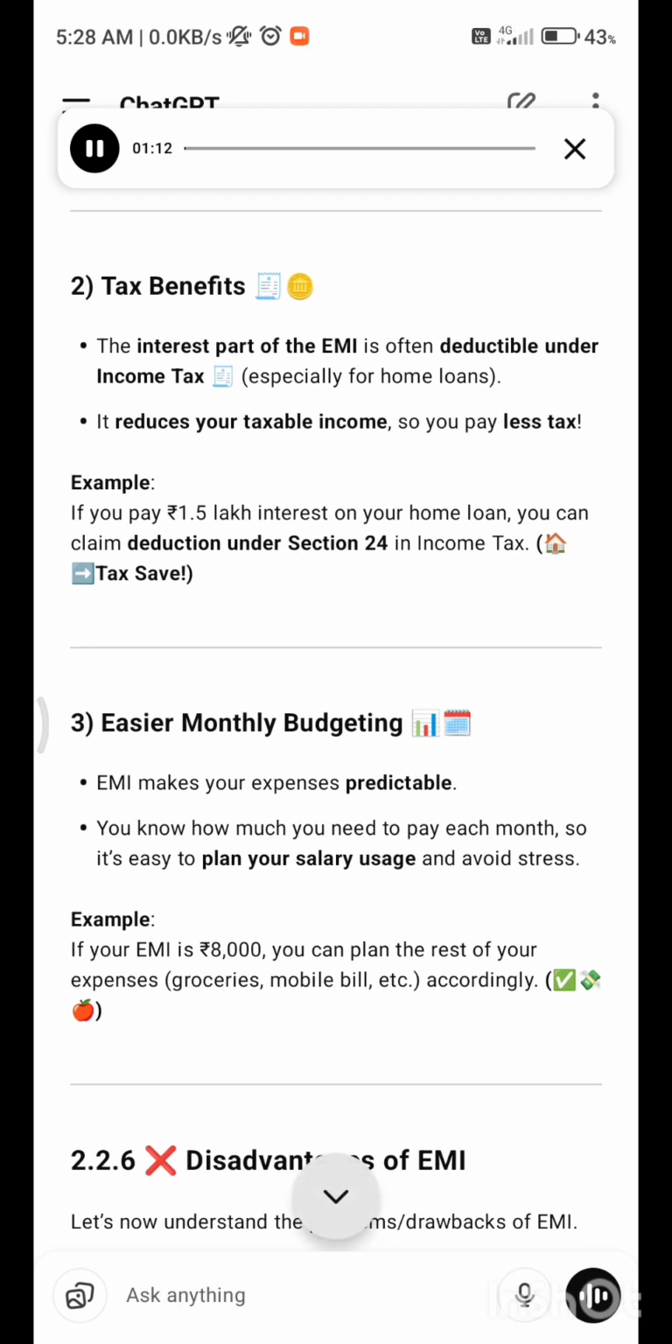2. Tax benefits. The interest part of the EMI is often deductible under income tax, especially for home loans. It reduces your taxable income, so you pay less tax. Example: if you pay 1.5 lakh interest on your home loan, you can claim a deduction under Section 24 in income tax.